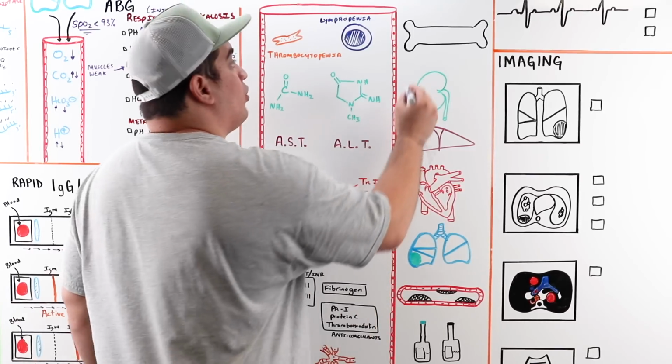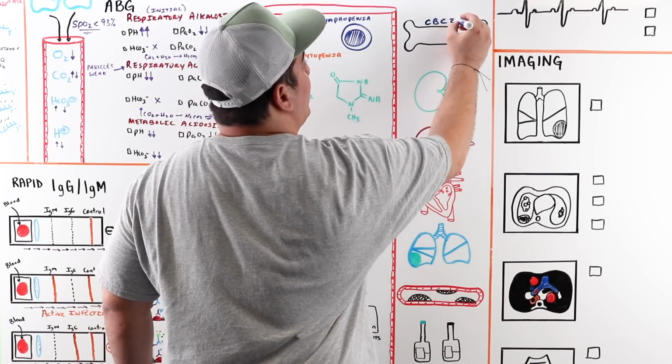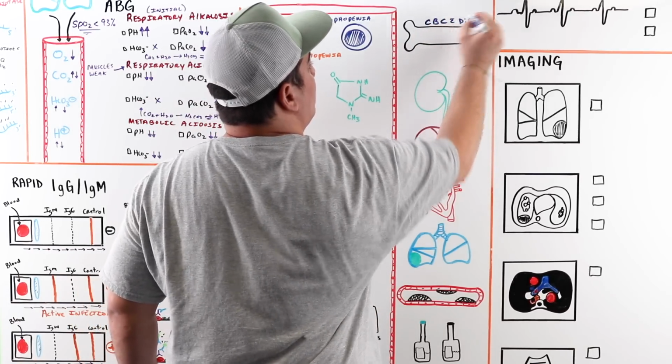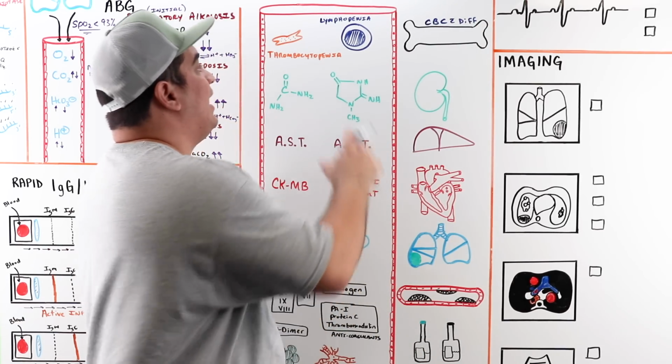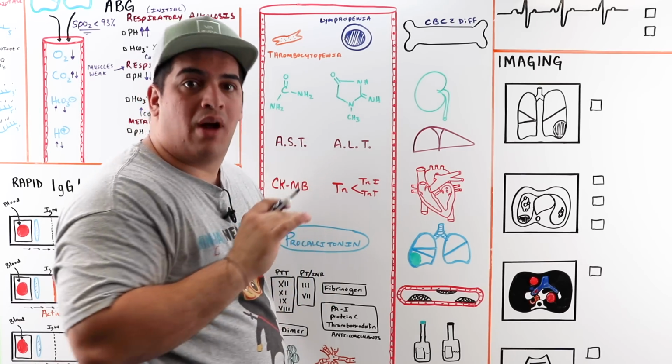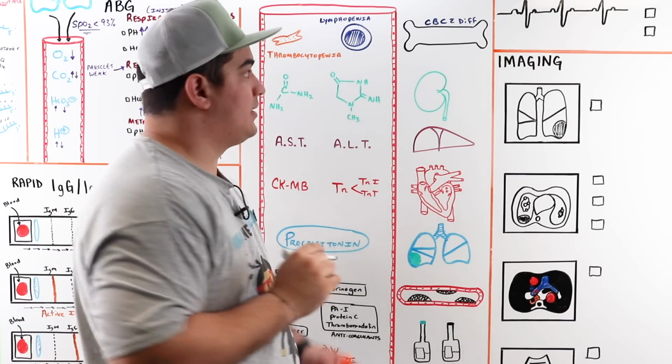So again, we order a CBC, which tells us the activity of someone's bone marrow, and maybe we order it with a diff, which is a differentiation telling us the different types of white blood cells and their numbers. And we might see from that some thrombocytopenia, low platelets, as well as lymphopenia, low levels of lymphocytes.